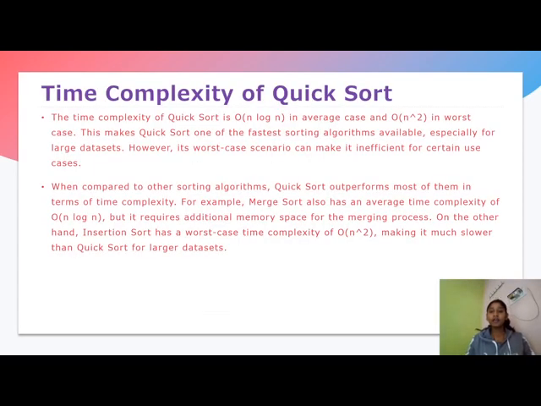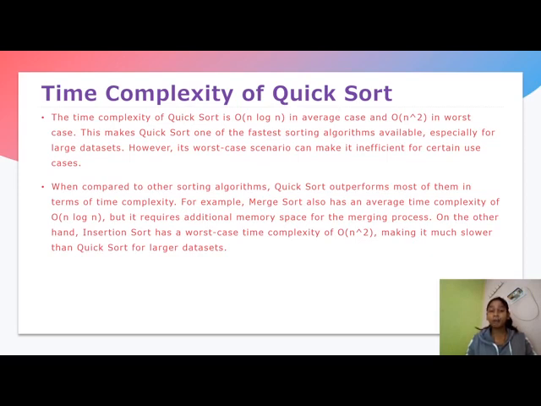Moving on to the time complexity of quicksort. For the average case, the time complexity of quicksort is O of n log n, and for the worst case it is O of n squared. We know quicksort is one of the most popular and fastest sorting algorithms available, especially for larger data sets, and the worst case scenario can make it inefficient for certain use cases.